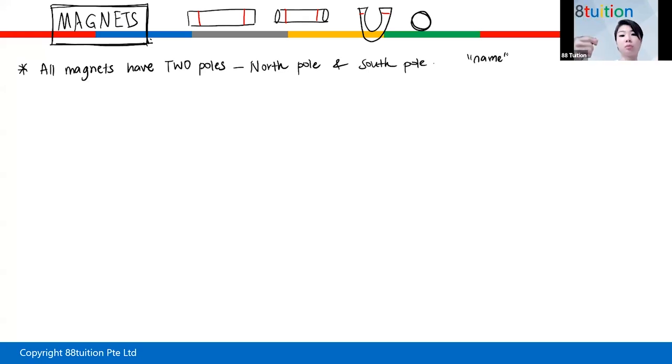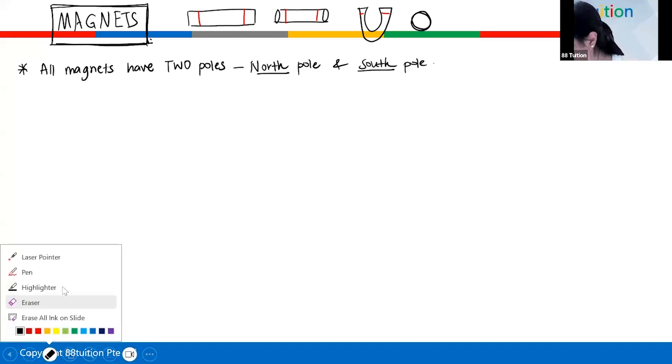So please remember in your exam, if the examiner asks you to name what pole of the magnet it is, you need to spell it out. You cannot just write N and S. All right, a lot of you made that mistake in your homework. So if you are asked to spell out or name the pole of the magnet, you need to spell it out in full. Kyla, do you understand? Li Wen, do you understand? Okay, so spell it out.